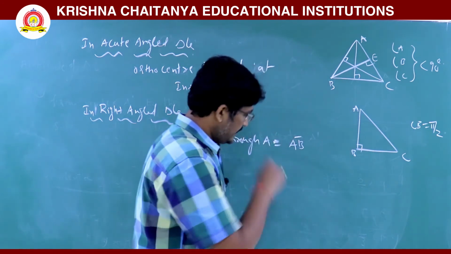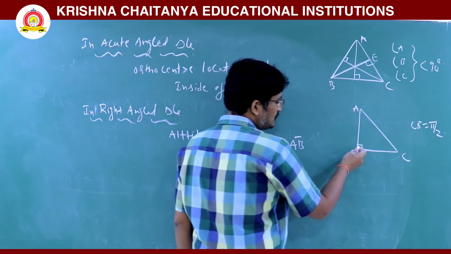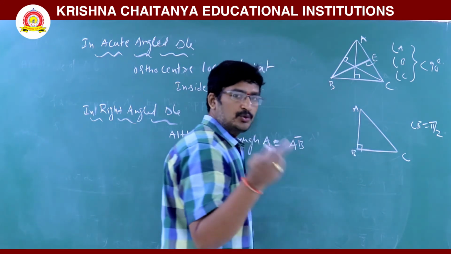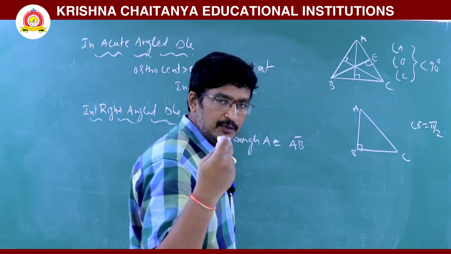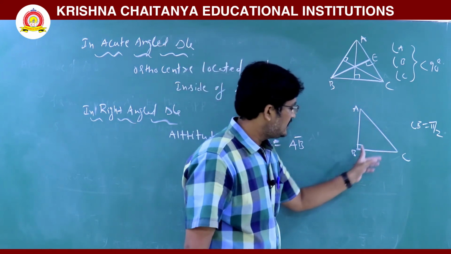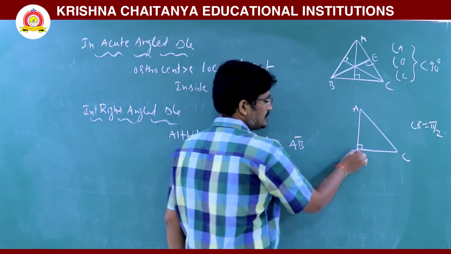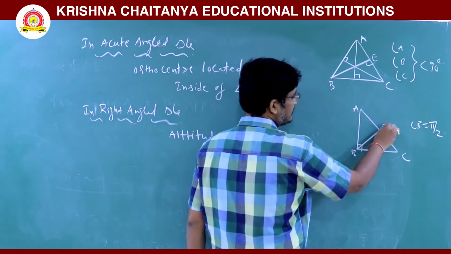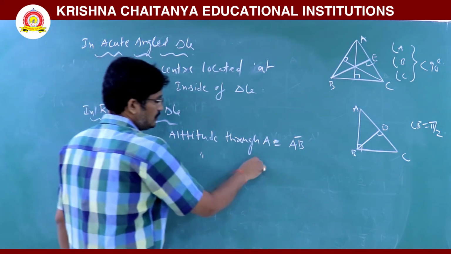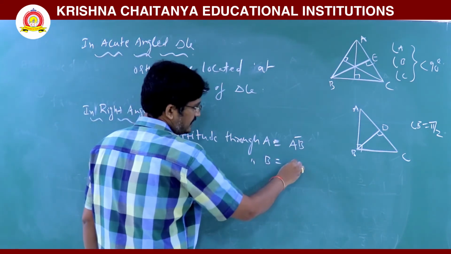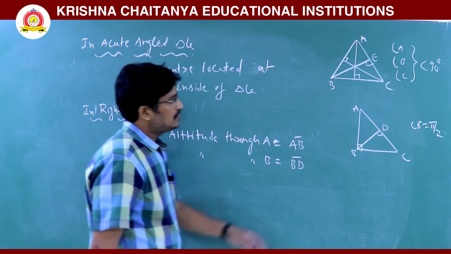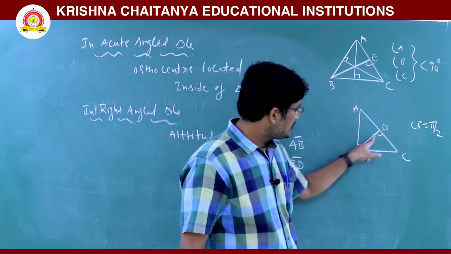Next, the altitude through B. The altitude through B means the line passing through B and subtending a right angle with the opposite side. This is the opposite side of B, so this is the altitude. I am taking this point as D. So the altitude through B in this figure is BD bar. This is the altitude through A, and this is the altitude through B.